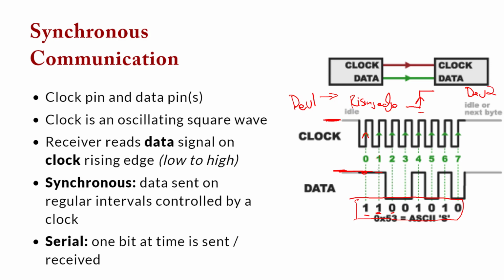And so what we say is that this is synchronous because data is being sent at regular clock pulses, like a metronome. And then we say it's serial because data is being sent in a single line on one pin. Right? So this is synchronous serial communication.